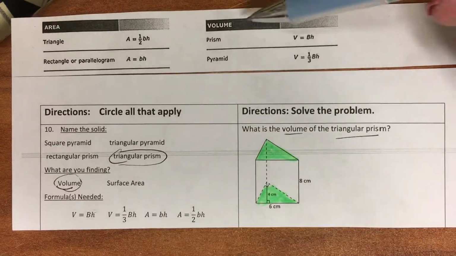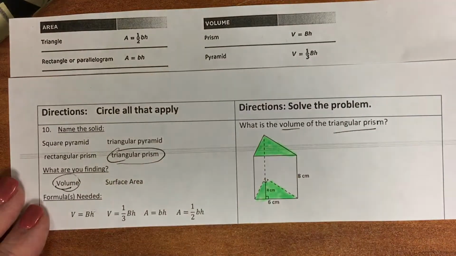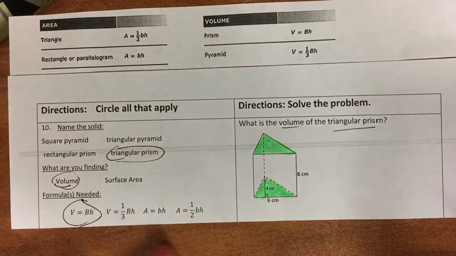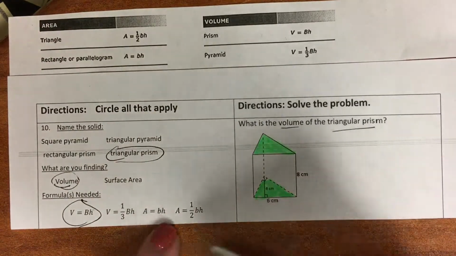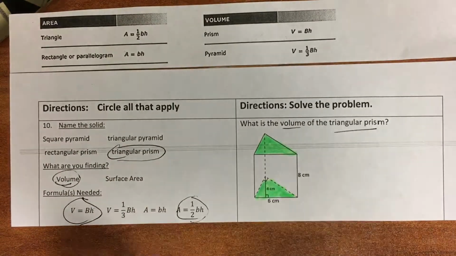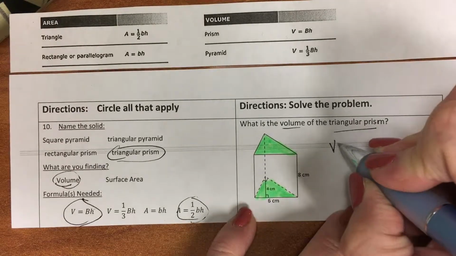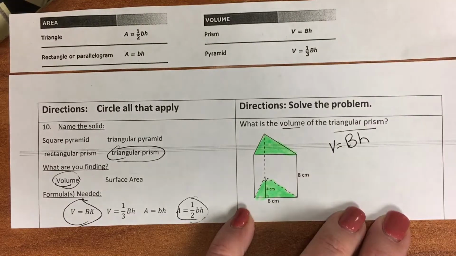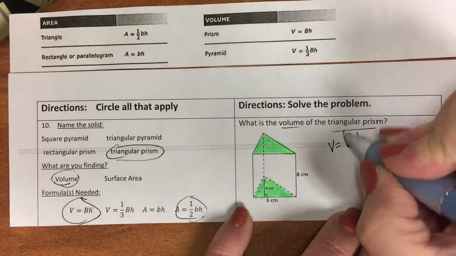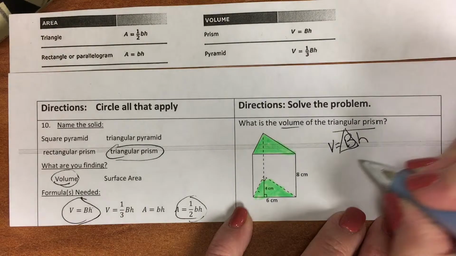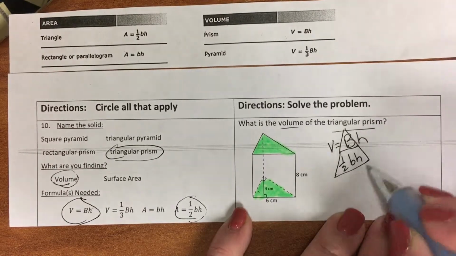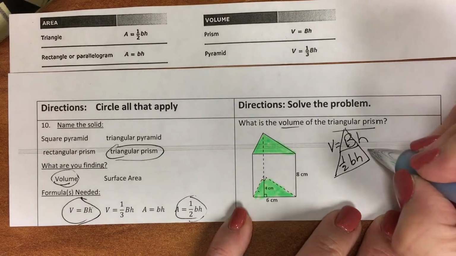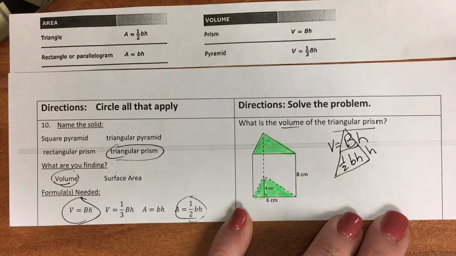And since it's a prism, my volume is big B times H. I have a triangle base though, so I'm going to have to find the area of a triangle, which is 1/2 base times height. Okay, so to find the volume, it's big BH. I have a triangle base, so I'm going to replace big B with 1/2 base times height because that's the formula for area of the triangle. All right, and then I still have the height of the prism.